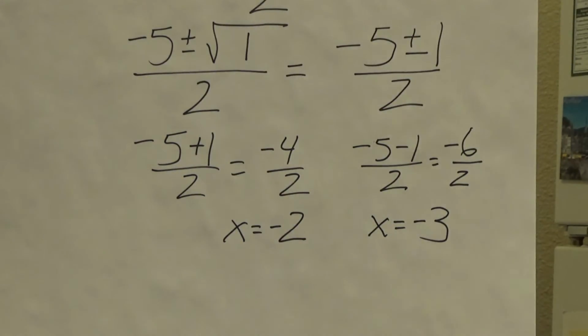In this case, both of our solutions are negative. It's possible they could both be negative, they could both be positive, or you could have one of each, or you could only have 1 solution, or you could have no solutions. These are all possibilities, but normally we have 2. Okay, now let's finish this off here and make sure we have the right answer.